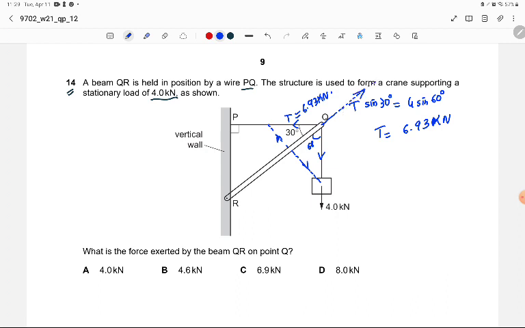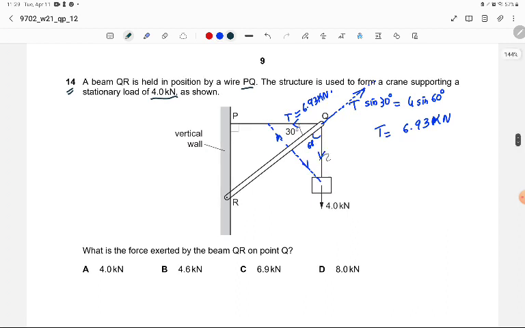In short, let's use the Pythagoras theorem to find the force exerted by the cables on this beam. That should be 6.93 squared plus 4 squared, and we will apply the root operation, and that should be the resultant force, equal to almost 8.00 kilonewton.